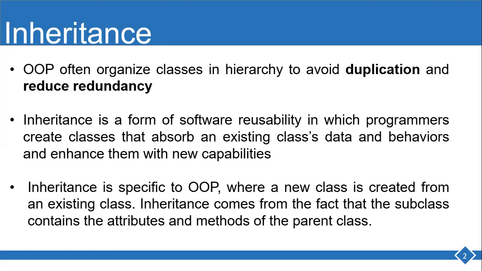Inheritance is specific to OOP, where a new class is created from an existing class. Inheritance comes from the fact that the subclass contains attributes and methods of the parent class. Initially, I think in lecture one, we discussed that a class consists of attributes and methods. So from the parent class, we are taking the methods and attributes. For the methods, we can say we are getting the behaviors. So inheritance is specific to OOP and it should be created from the existing class.